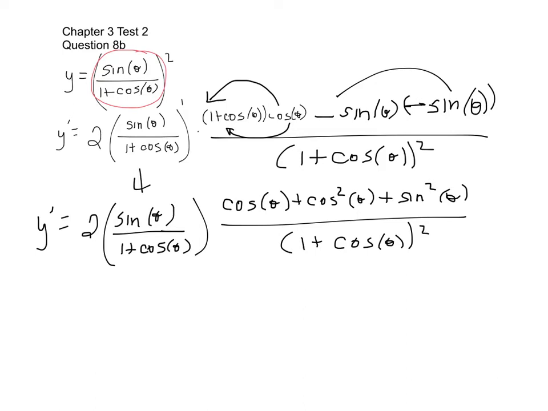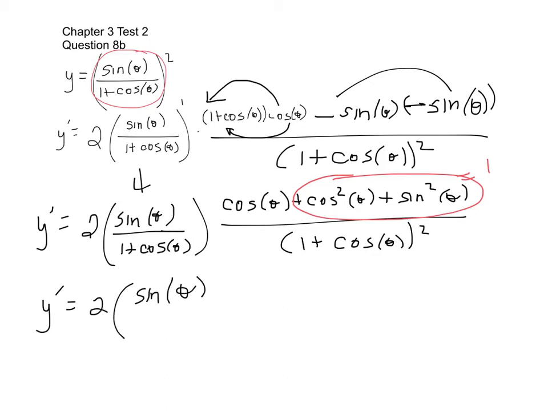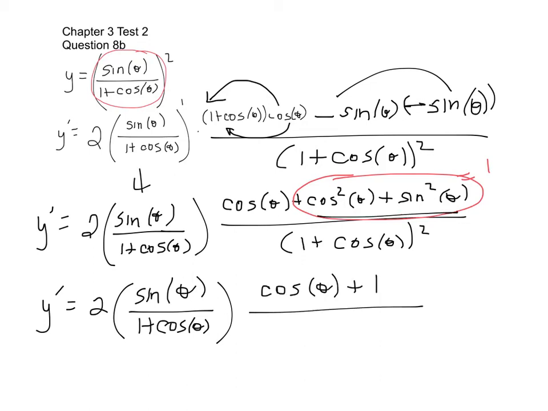As you can see, this piece right here equals 1. So I'm going to be left with 2 times sine theta over 1 plus cosine theta. And up here I'm going to have cosine theta, and then that piece became 1. And I can separate this on the bottom. In fact, I can rewrite it as cosine theta plus 1 times cosine theta plus 1. Doesn't matter the order, because now you can see that that cancels.